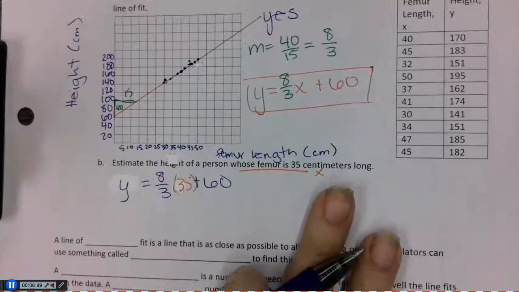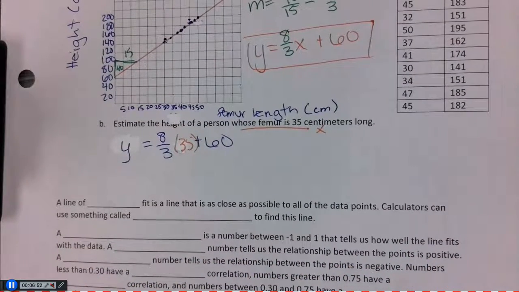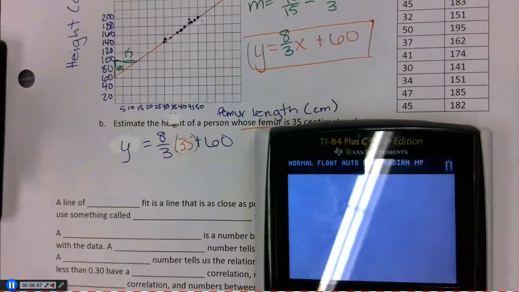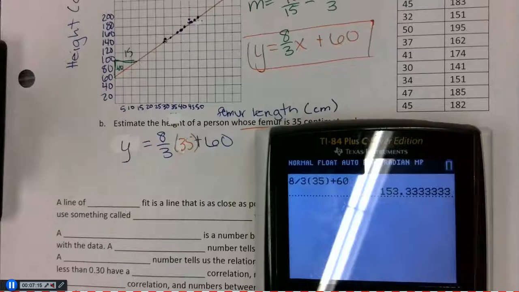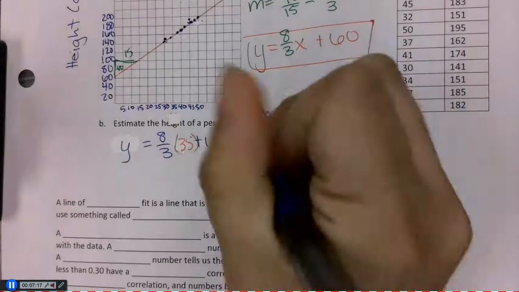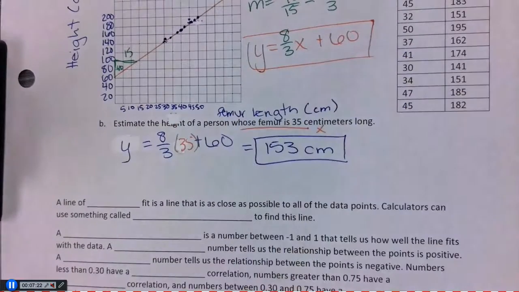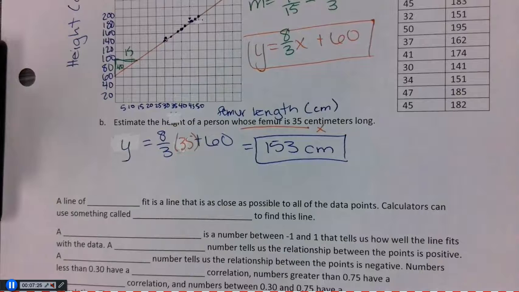Okay. So then I want to type this into the calculator. To type in a fraction, let's clear my screen. To type in a fraction, I just do division. So 8 divided by 3, and then I'm going to do times 35 plus 60. So when I'm typing equations in the calculator, I pretty much type them exactly how they look on the paper. I press enter, and it gives me 153.3. So I'm just going to round and say 153. So questions there?